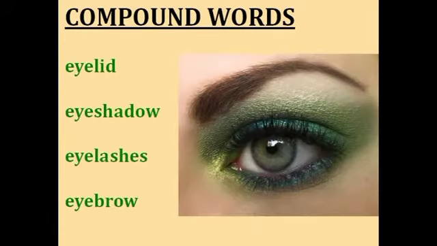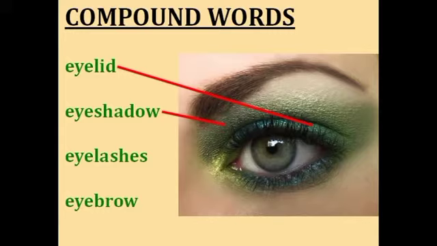Now I'm going to teach you 4 words related to your eyes. We'll start with eyelid. Your eyelid is the small fold of skin that covers your eyes when you close them. And women like to decorate their eyelids with a type of makeup called eyeshadow. In the picture, she's wearing green eyeshadow.